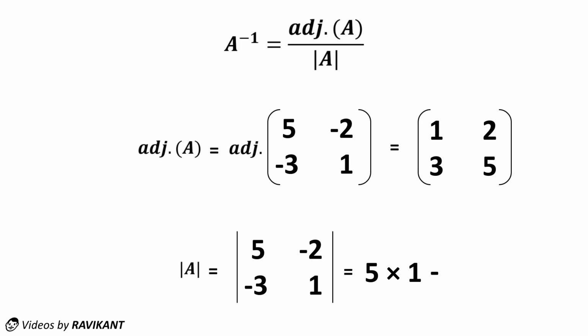But before that, we know we always use a negative sign when we multiply the opposite diagonal elements. So after multiplying, we get the following equation. After solving, we get minus 1. So we have calculated adjoint of A and determinant of A.